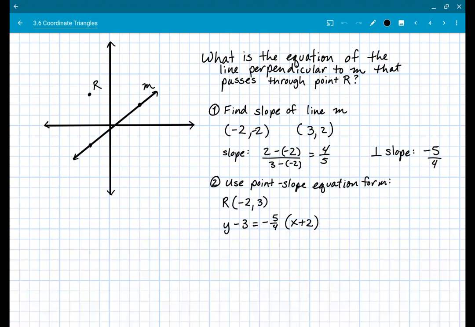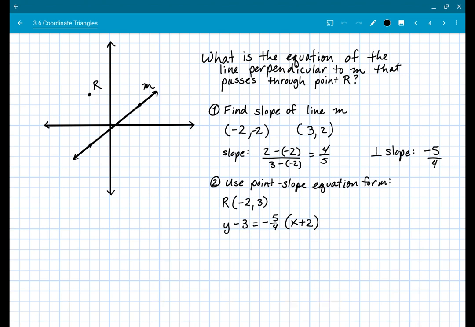This type of problem is related, and we're going to need this when we get into class. What is the equation of the line perpendicular to M that passes through point R? We're going to use this sort of problem when we're finding the area of a triangle that doesn't have a very obvious base and height.